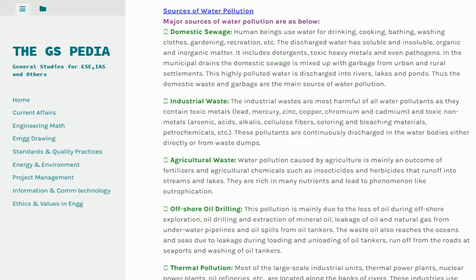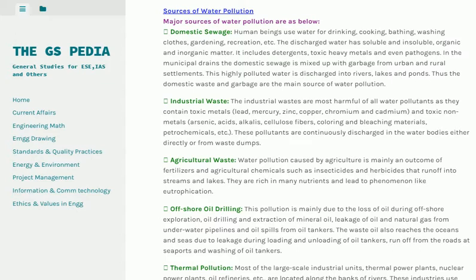Agricultural wastewater. Pollution caused by agriculture is mainly an outcome of fertilizers and agricultural chemicals such as insecticides and herbicides that run into streams and lakes. They are rich in many nutrients and lead to phenomena like eutrophication.